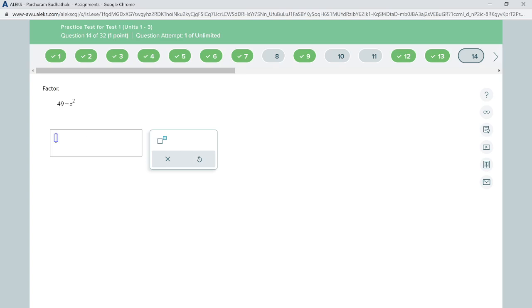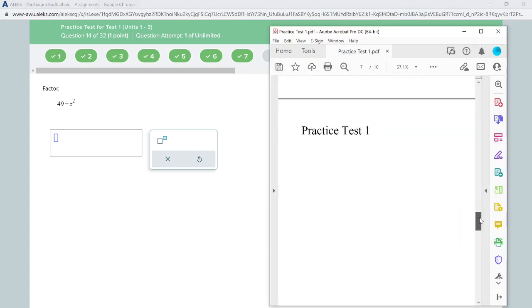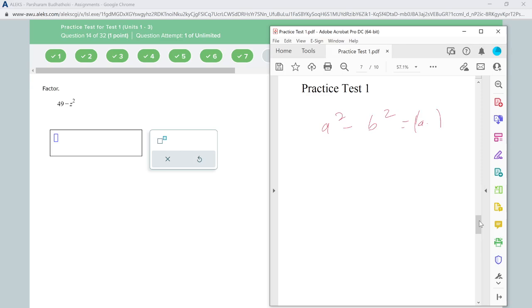Factor this. If you know, this is the difference of squares. This is the formula you can use: a squared minus b squared. The factorization of this type of expression is a plus b times a minus b. You just need to find out what a is and what b is.